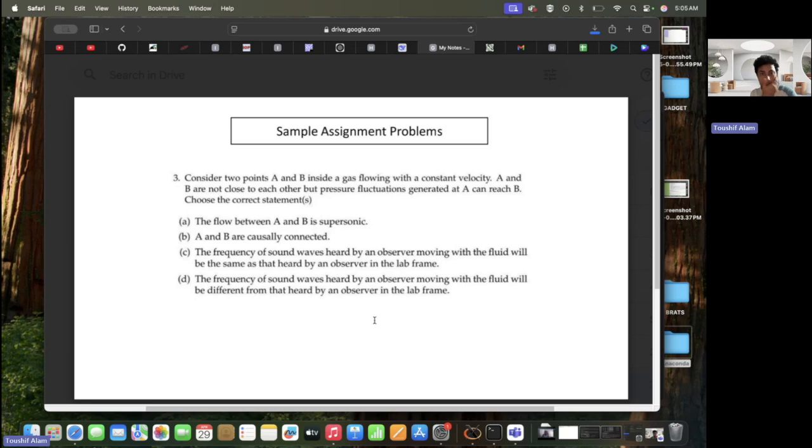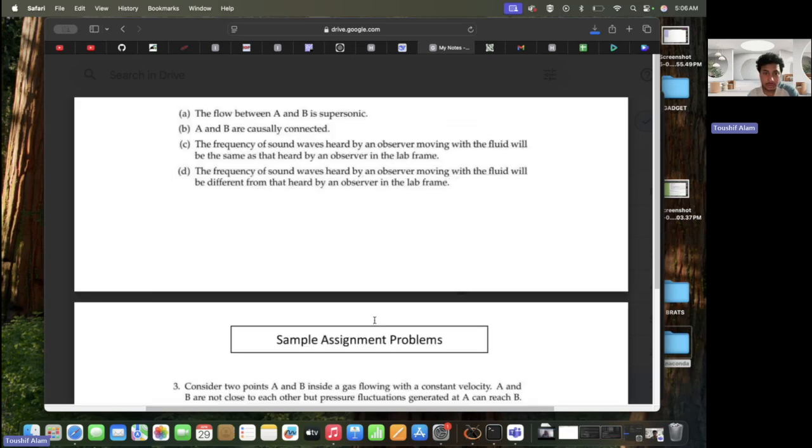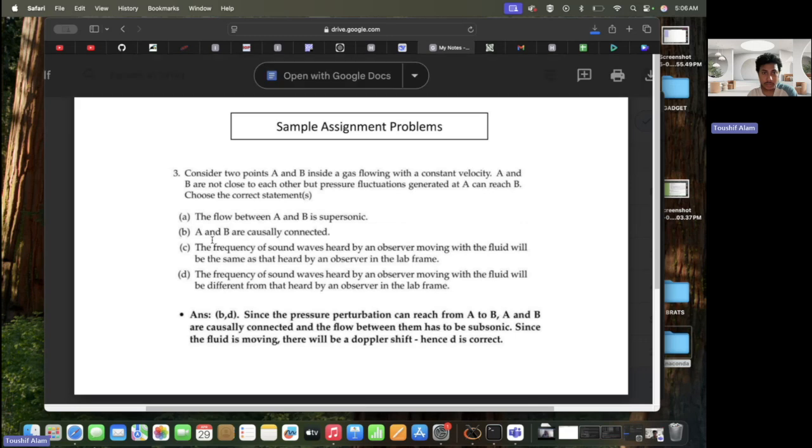So two points can be inside the gas flowing with a velocity. They're not close to each other, but the pressure fluctuation generated at A can reach B. Since the pressure fluctuation can reach from A to B, they are causally connected, and the flow between them has to be subsonic because they are connected, right? It cannot be supersonic.